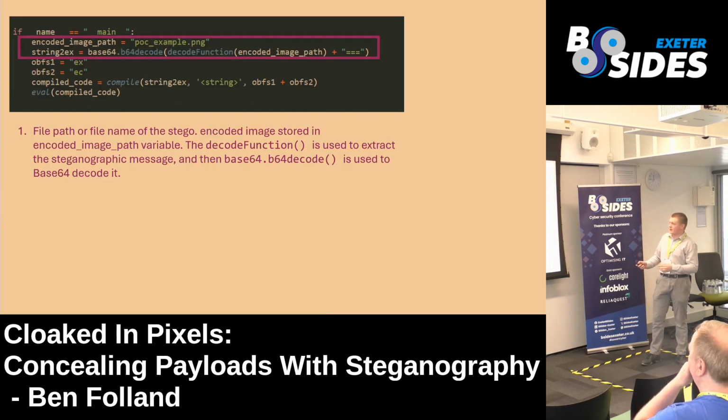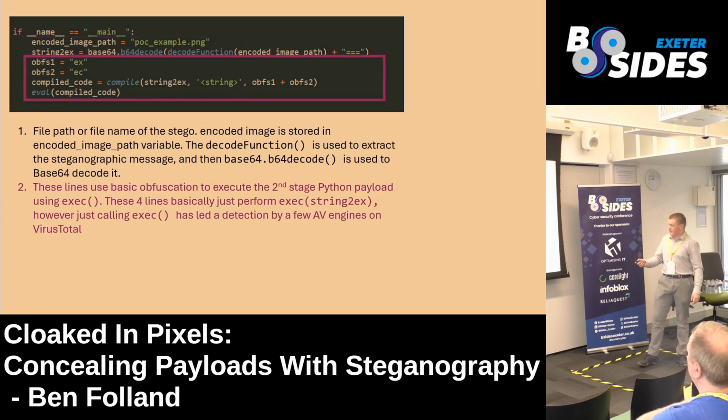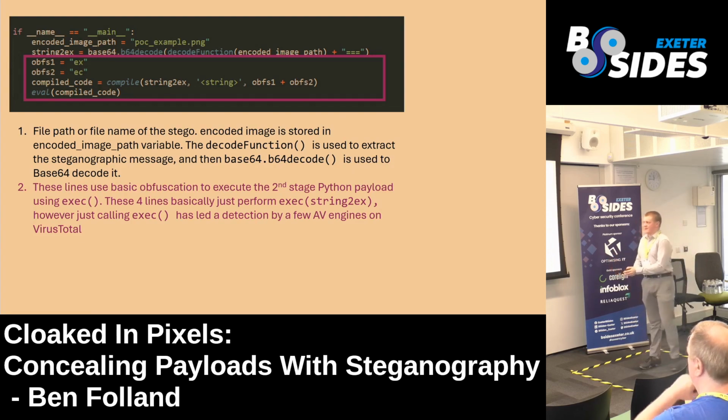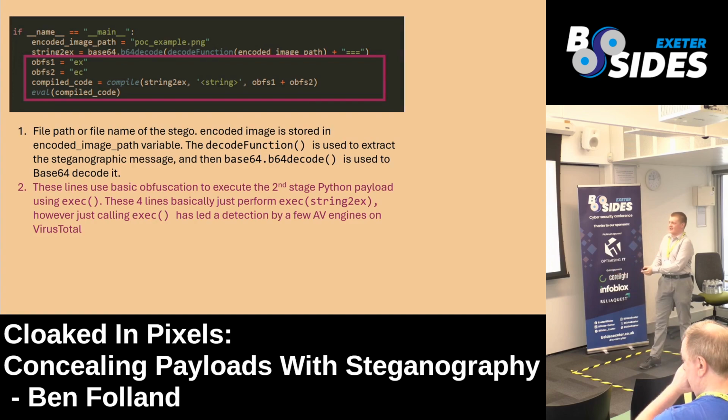So we decode it. String to ex contains our second stage Python payload, which contains shellcode, which is going to be executed. These 4 lines here basically just call the exec function. However, I did originally just call the exec function with this as input, and when I uploaded it to VirusTotal, it got a load of hits. So I did some very, very basic, trivial obfuscations, split up the exec into ex and ec, and then proxied it through compile and eval.